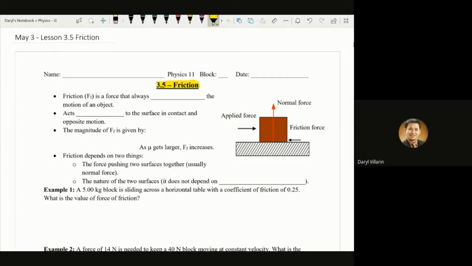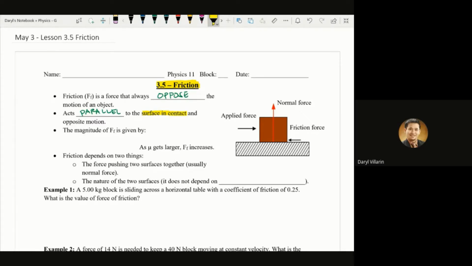And actually, you can get the magnitude of the friction force. So friction is a force that always opposes the motion of an object, and it's always parallel to the surface in contact. So just to remember that it's always parallel to the surface in contact and opposite motion.